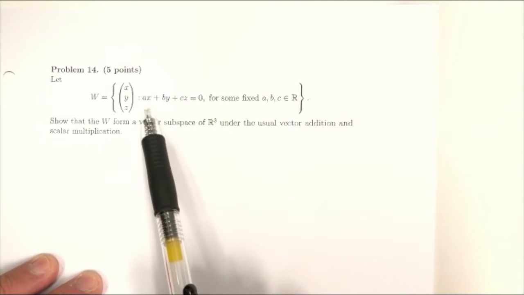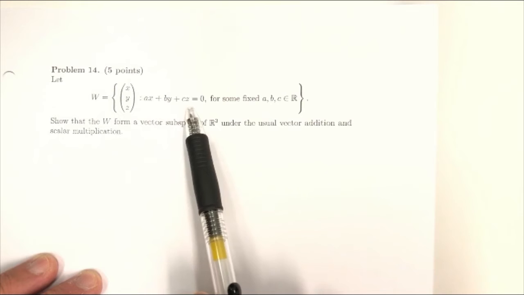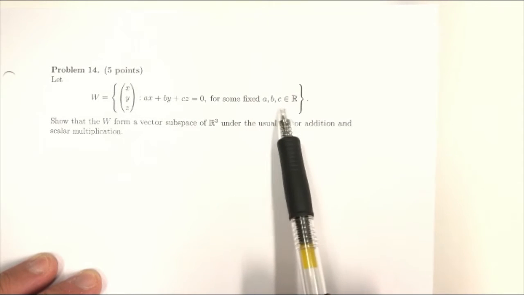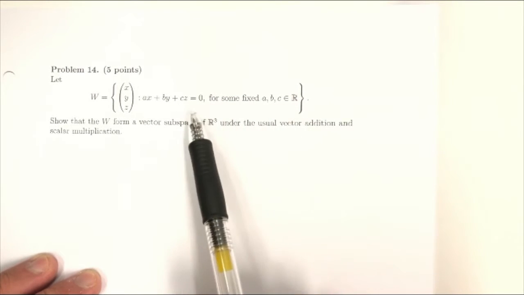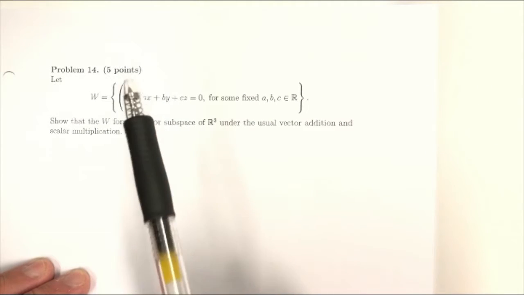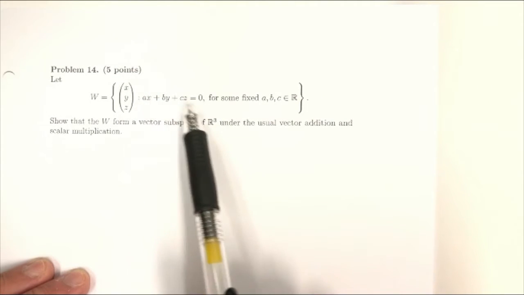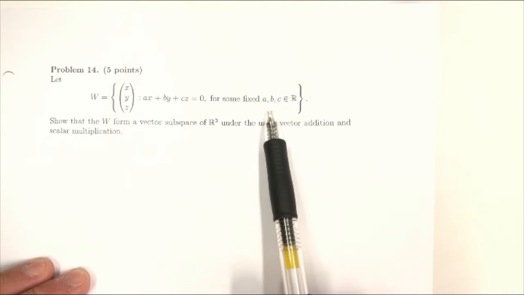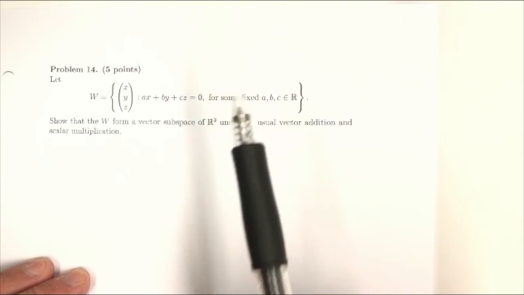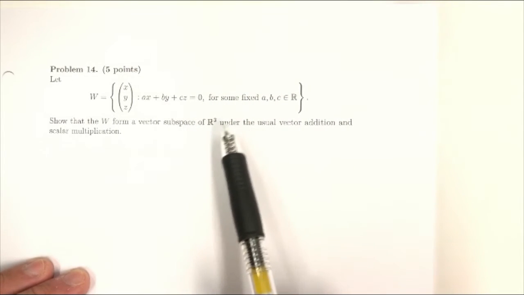These are the elements where Ax plus By plus Cz equals 0 for some fixed A, B, and C, which are real numbers. Here, you have absolutely no control of A, B, and C. They are some fixed numbers. We don't know what those numbers are, but those are the numbers given, and you cannot change them.